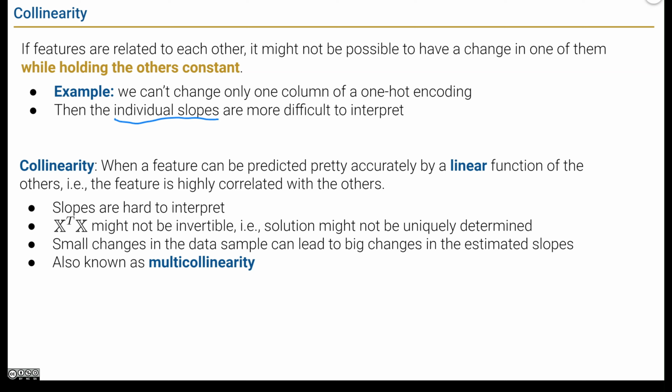So you can rerun that model starting at a different starting point for your numerical optimization, and you may get totally different slope values. Also, small changes in the data sample. So if you give it slightly different data, you're going to have big changes in your estimated slopes. And this idea of collinearity, or sometimes called multicollinearity, is what's happening in our example data set.